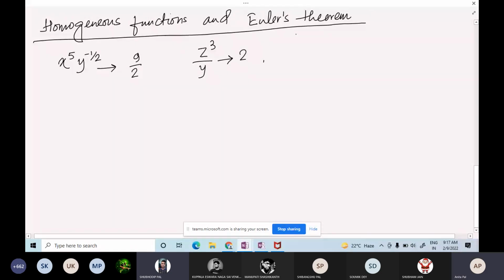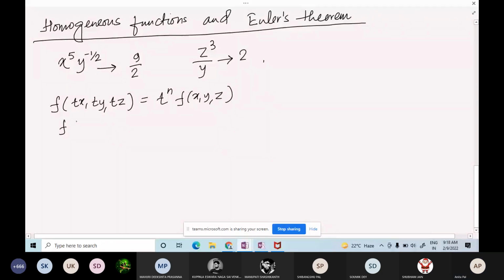Yes, ma'am. Now, a homogeneous function we generally write in this manner: f(tx, ty, tz) equals t to the power n f(x, y, z). For a homogeneous function, this is how we write it for 3 variables. If it is for 2 variables, then we write f(tx, ty) equals t to the power n f(x, y).